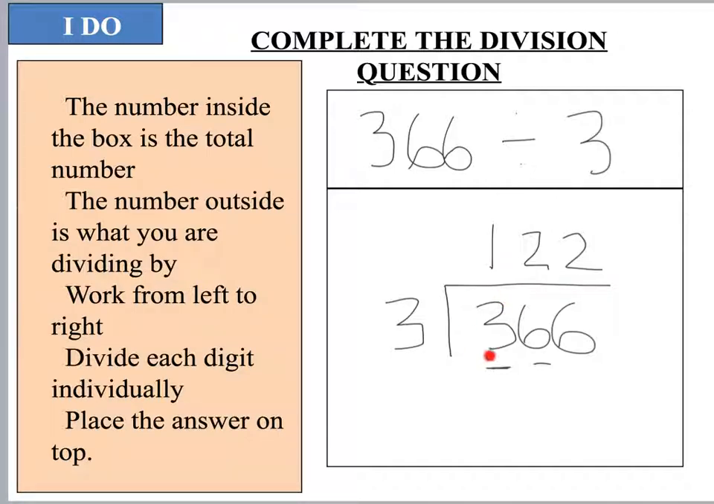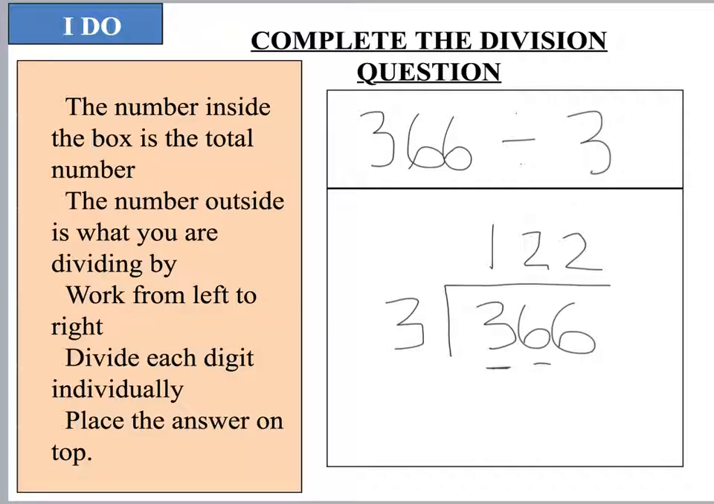I started by doing 3 divided by 3 gave me the answer 1. Then I did 6 divided by 3 gave me the answer 2. Then 6 divided by 3 gave me the answer 2. Notice my answer is directly above each of the digits that I divided.